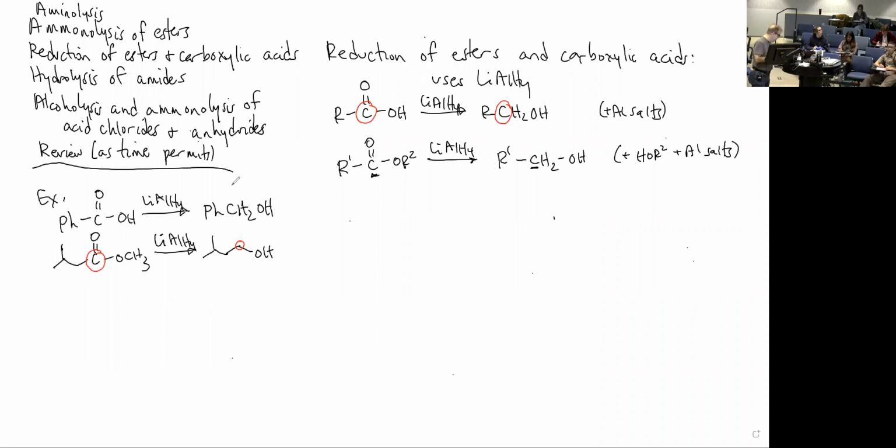So those are just some examples of the reduction of a carboxylic acid or an ester. For those two, LAH is the reagent of choice to reduce those down to a primary alcohol. And in both cases, that's what you'll get, is a primary alcohol. What I was starting to say, though, was sodium borohydride does not react with either esters or carboxylic acids.